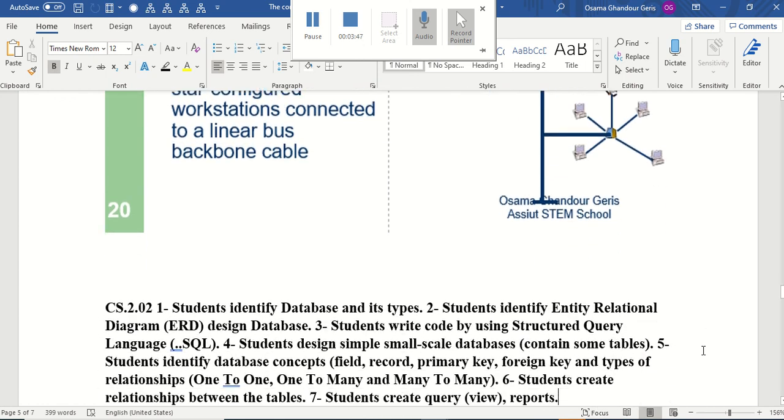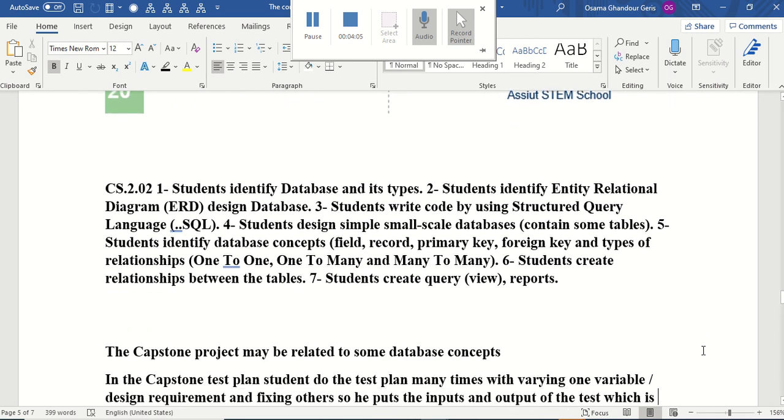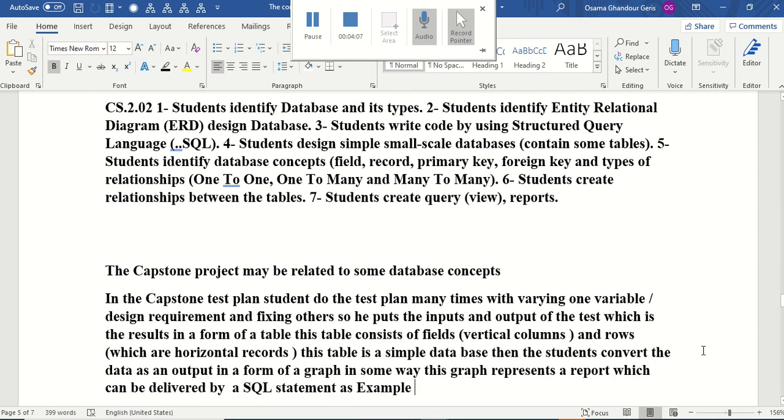The second learning outcome, which is related to databases and their types: entity relational database, ERD, and SQL, which is structured query language. Here, in this connection, the Capstone project may be related to some database concepts.